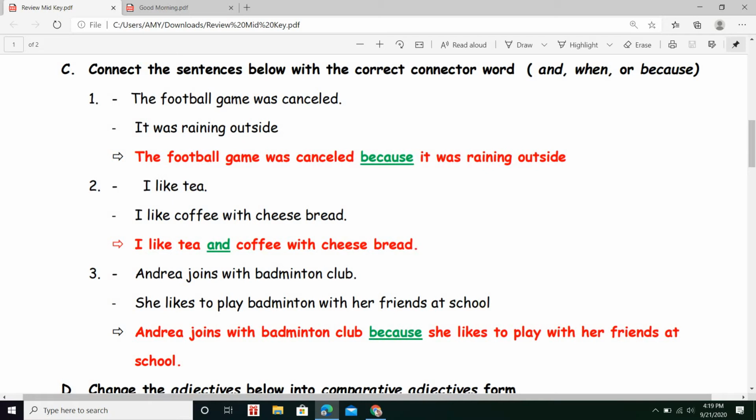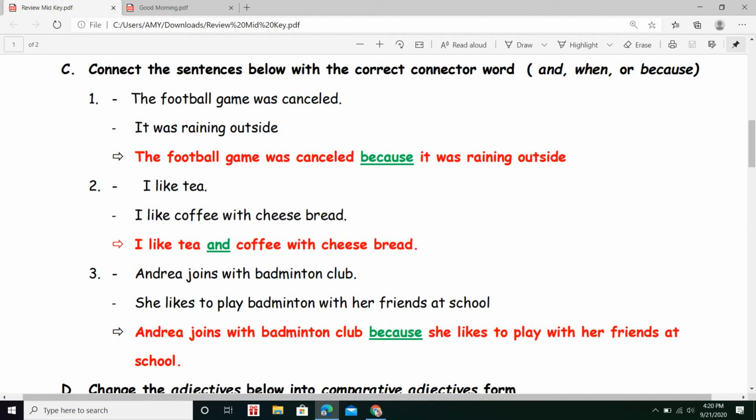Okay, for number 1, there are 2 sentences that we have to connect. The first sentence, the football game was cancelled. And then the second sentence, it was raining outside. The first sentence is the cause and the second sentence is the reason. That's why to connect these 2 sentences for number 1, we use because. It becomes the football game was cancelled because it was raining outside.